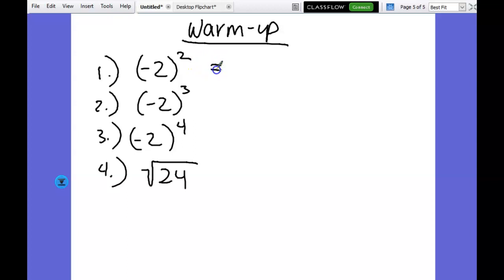Okay, so number 1 is 4, right? Because a negative times a negative makes a positive. How about Kayla? What'd you get for number 2? -8. True, because a negative times a negative times a negative takes you back to a negative. So when you have an even power, positive. When you have an odd power, negative.